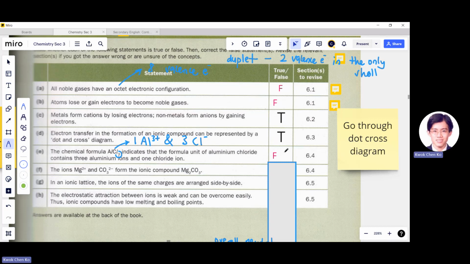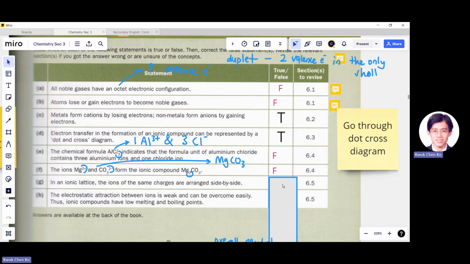F, Sabrina? Yeah, false, of course. Again, same thing, make sure you can tell, but write it out anyway. Because these two are equally charged. 2 plus versus 2 minus, they are balanced. So I only need one of each to form this formula. Only 1 magnesium and 1 carbonate. I don't need 2 magnesium then. Okay, this is the wrong part. I don't need 2.